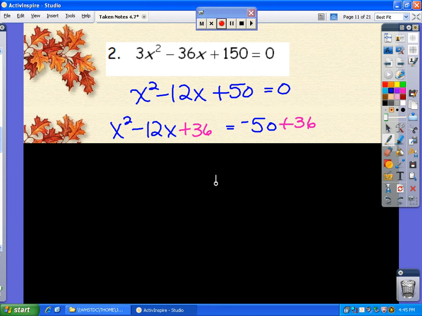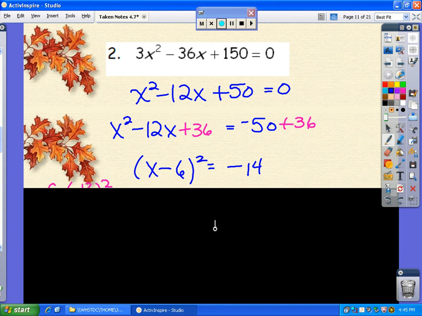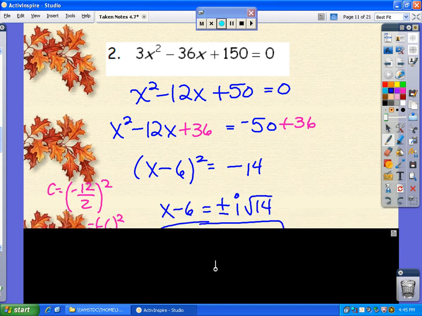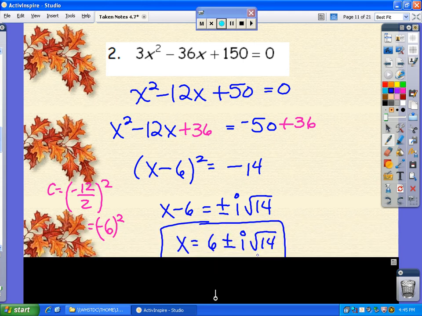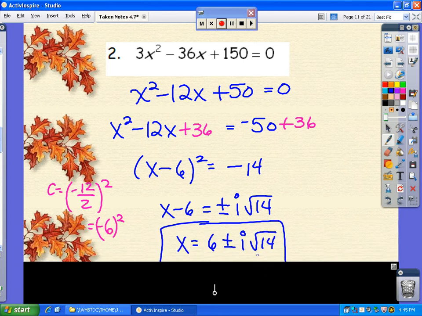So half of negative 12 is negative 6. Negative 6 squared is 36. So I added 36 to both sides. Factor the trinomial. Take the square root of both sides. And move the negative 6. There's my final answer.